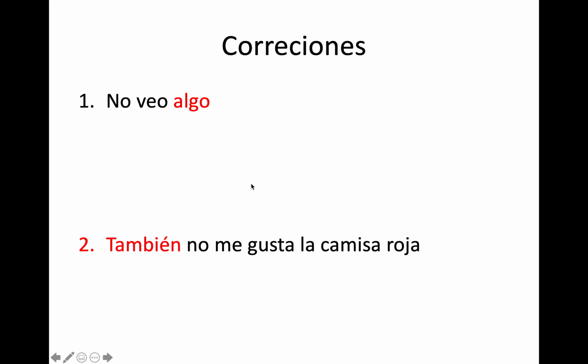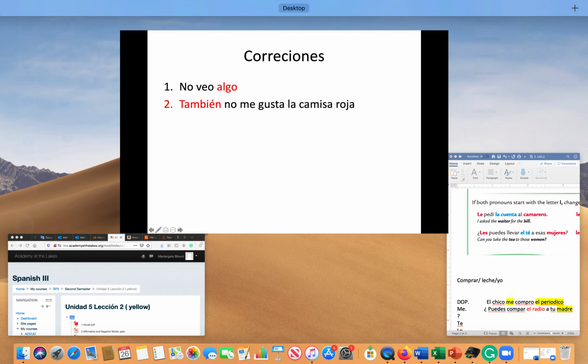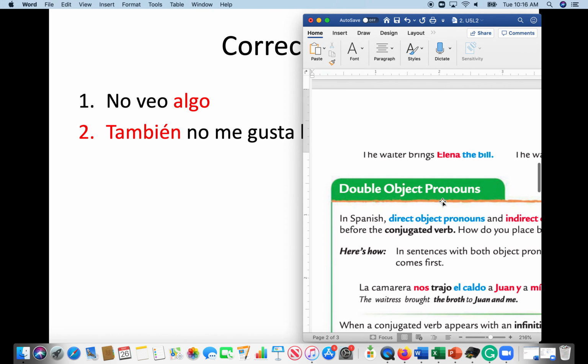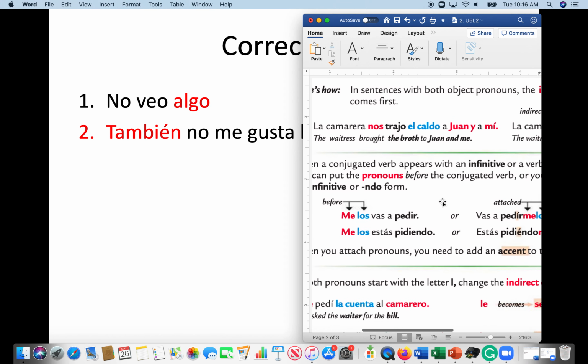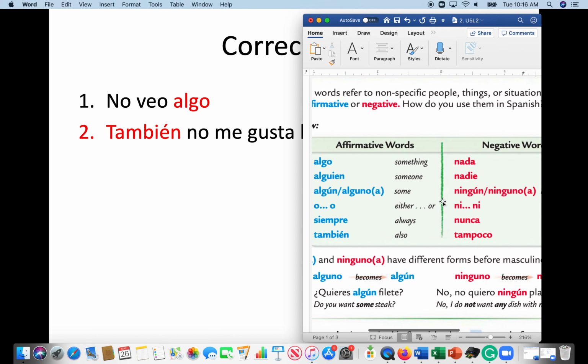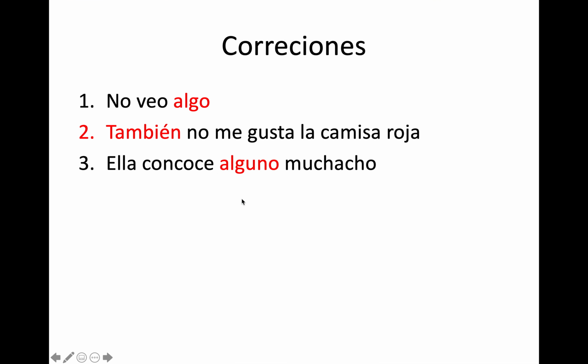We'll go back here. También no me gusta la camisa roja. Okay, so you also don't like the red shirt. So what's wrong here? She or he is expressing that he also does not like the red shirt. So here I'm using también, and también is affirmative. This is wrong. So what will be the negative? You have no here. Tampoco will be the negative.